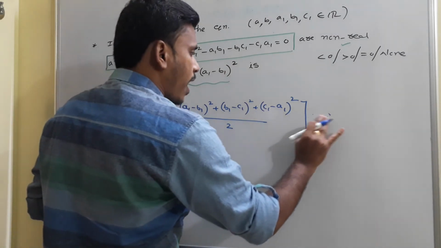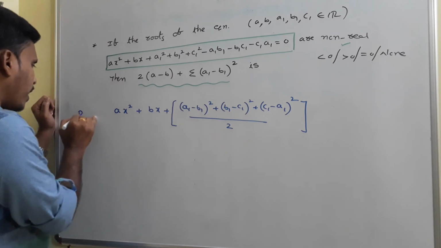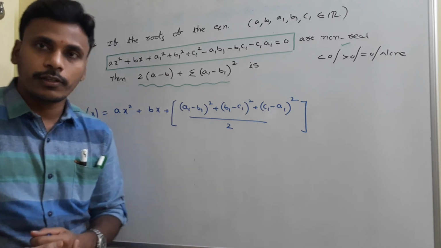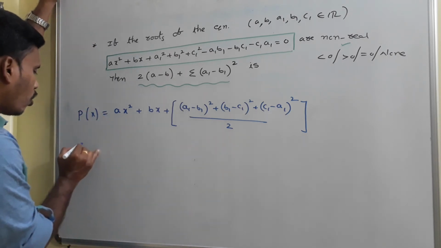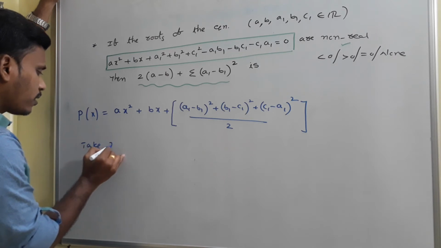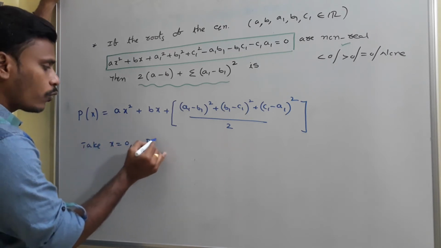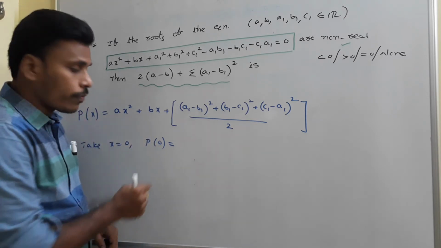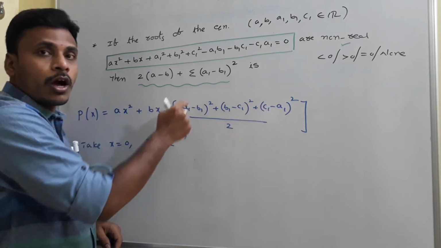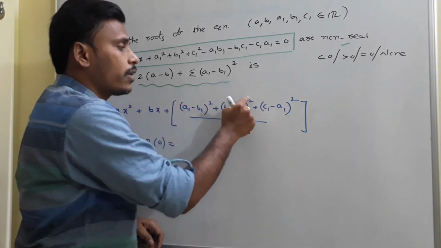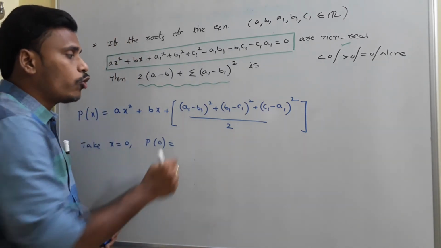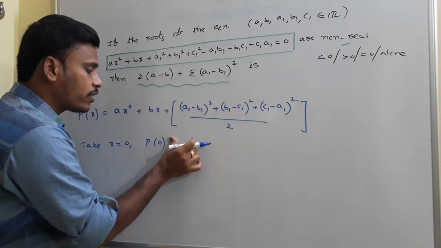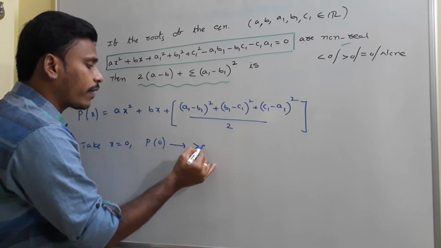And for my discussion, I am just taking this total expression as some P of x or f of x, anything. P of x is equal to this expression. See, when you replace x with 0, what will happen? Take x equals 0. If you take x equals 0, P of 0 is equal to, this is 0, this is 0, and P of 0 is simply this: half of (a1 minus b1) square plus (b1 minus c1) square plus (c1 minus a1) square. When you observe it, the sum of three perfect squares divided by 2 is always greater than 0. So P of 0 is greater than 0.